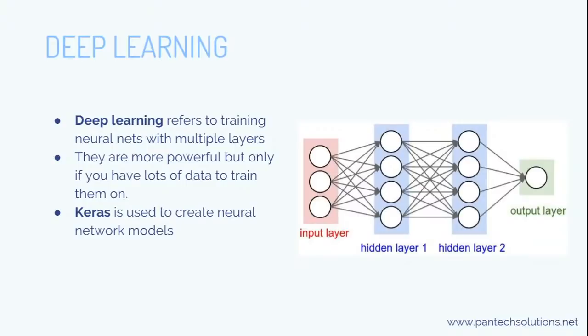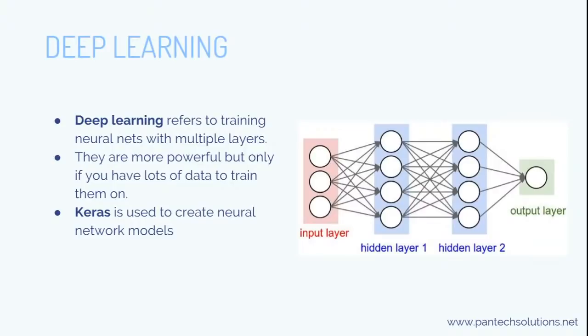So that is another difference between machine learning and deep learning. Keras is used to create a neural network model. You have to remember this: Keras is used to create a neural network model. Now you will know what deep learning is. You have an input layer, hidden layer and output layer, but you need to implement those layers.